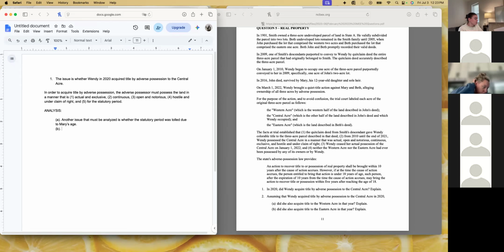And this example, honestly, is a good one because it shows you that there are, in a lot of ways, actually different ways you can organize this, right? To me, the biggest issue or sub issue with this particular one is the tolling, right? Because you can talk about the concerns with continuousness in the analysis of the adverse possession, right? But the question is whether or not the statutory period was tolled due to the disability and or the age of Mary.